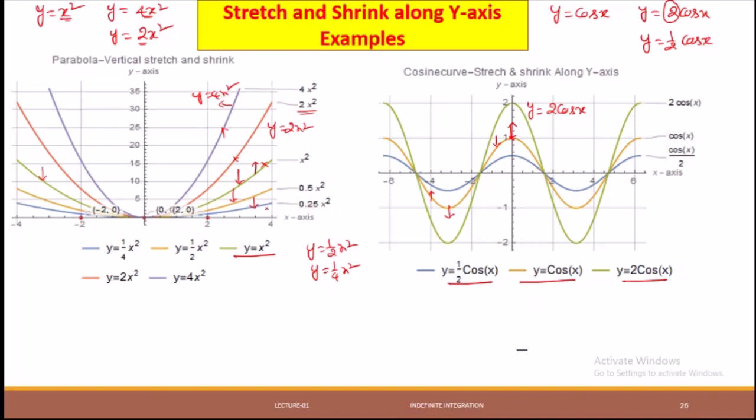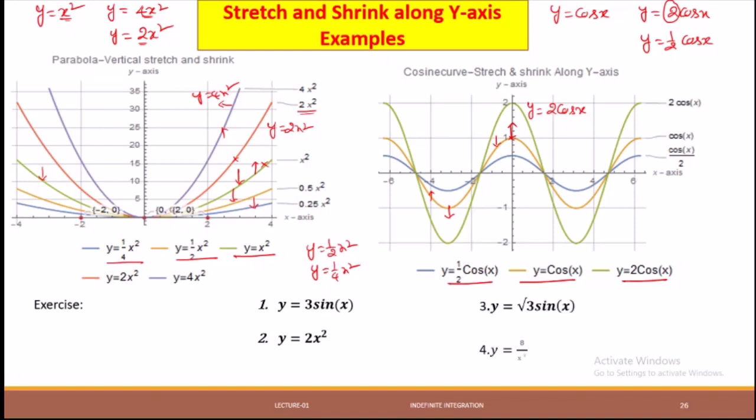Okay, so this is the graph of y is equal to half x square and this is the graph of y is equal to 1 by 4 x square, represented in the blue color curve. Okay, and y is equal to half x square is represented in the orange color curve. Okay, I hope you understood graphically what is a vertical stretch and vertical shrink of a particular graph.